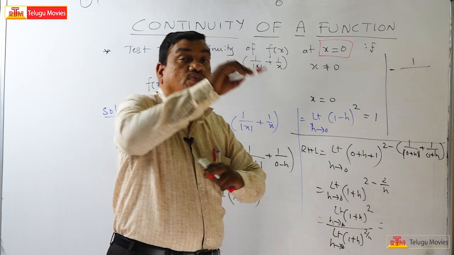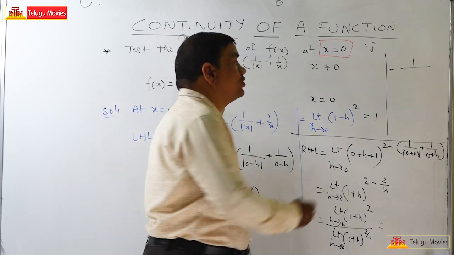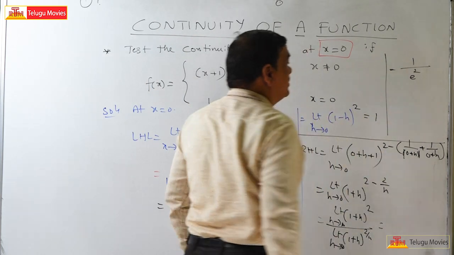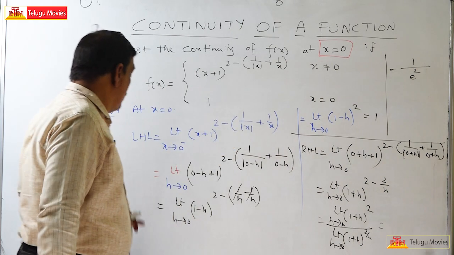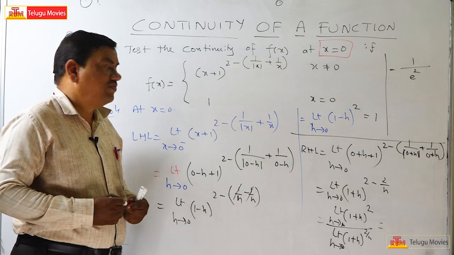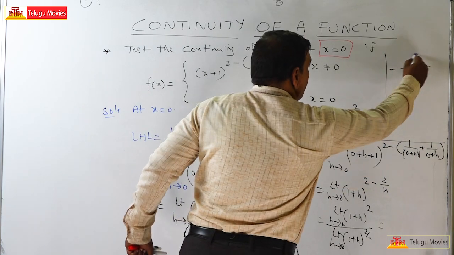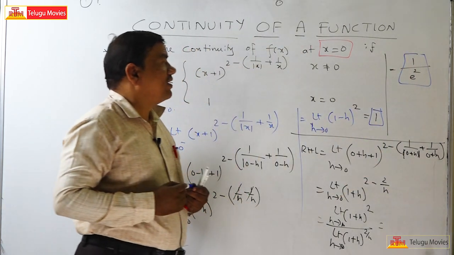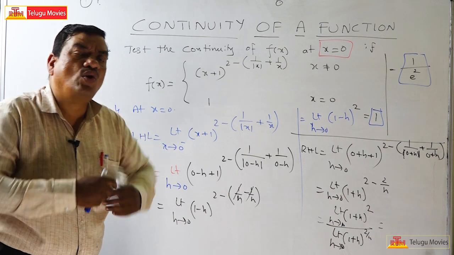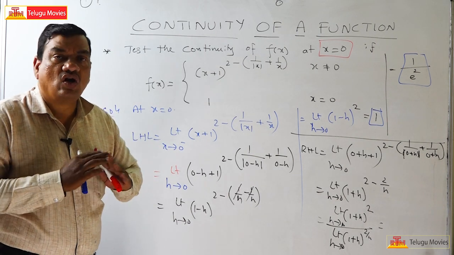1 plus h whole to the power of 1 by h is e. So we are getting e square. Understand? So this is equal to how much? Right hand side limit. So very clear. The left hand side limit is 1. The right hand side limit is 1 by e square. They are nowhere equal. They both are not equal.